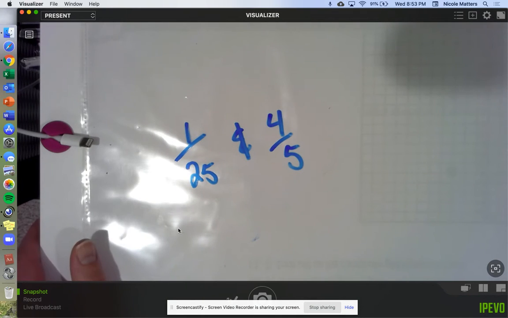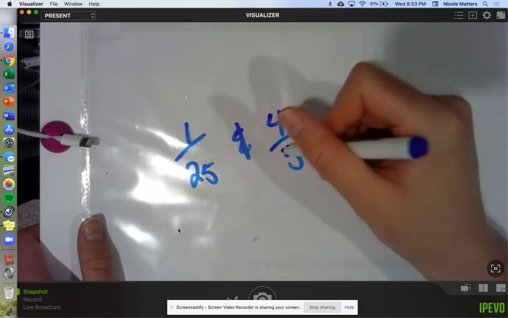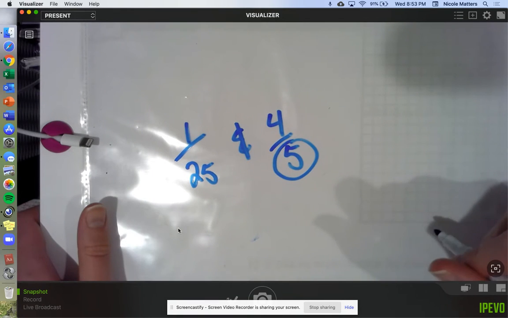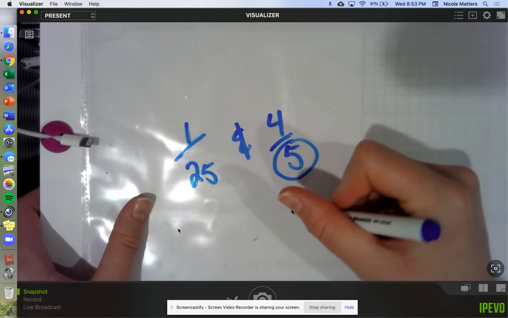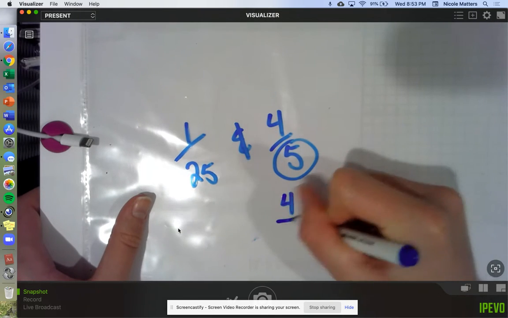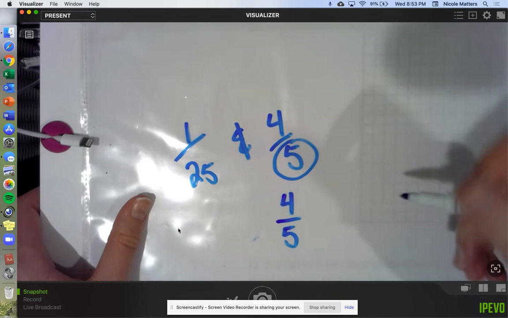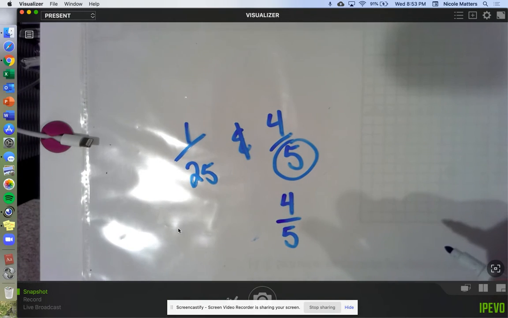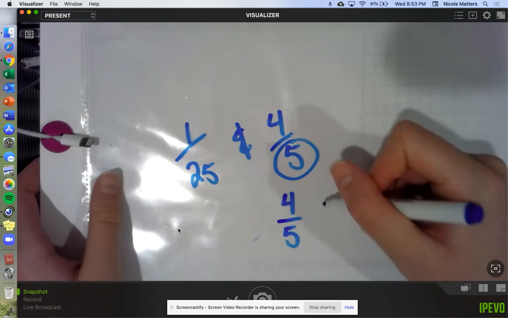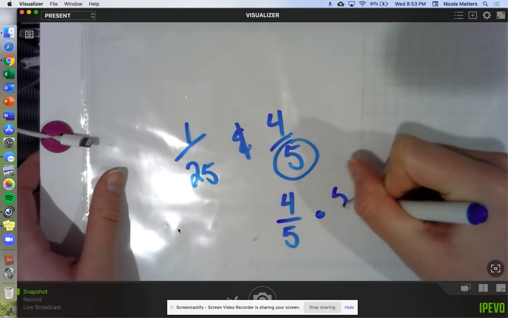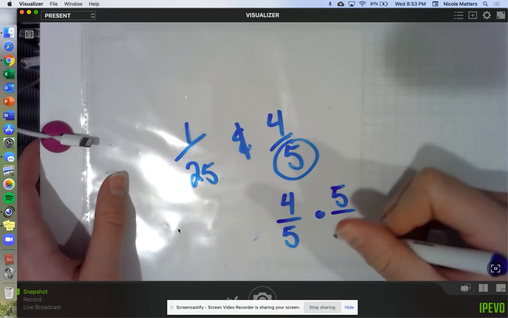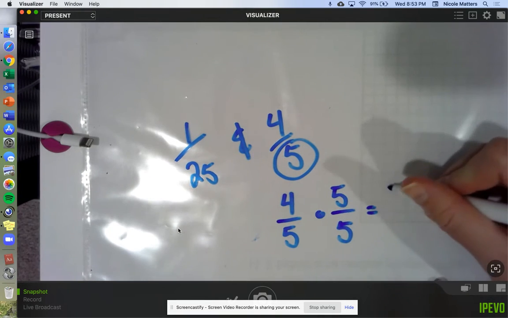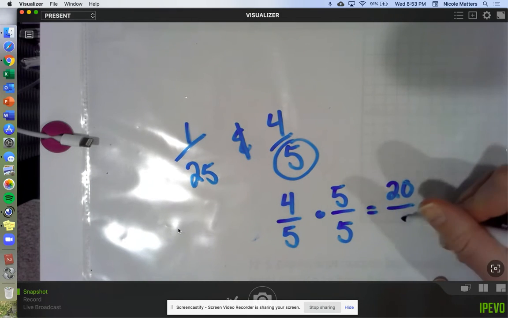smaller denominator is 5. I'm going to go ahead and circle that. And then I'm going to rewrite my fraction down here to convert it. 4/5. I know that, let's see, 5 times 5 is 25. So if I'm multiplying by 1, my fraction would be times 5/5. And then my new fraction is 20/25.